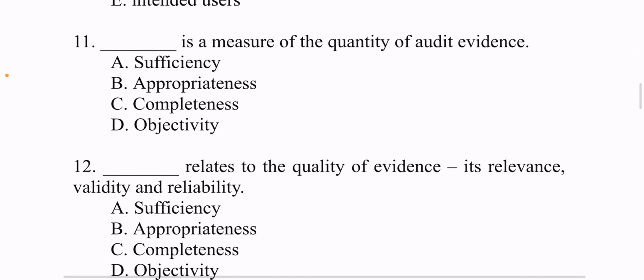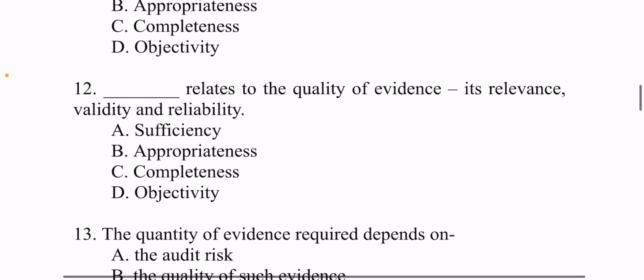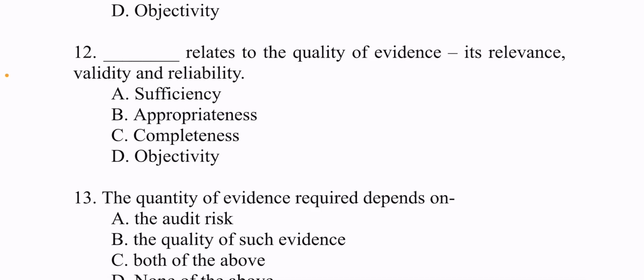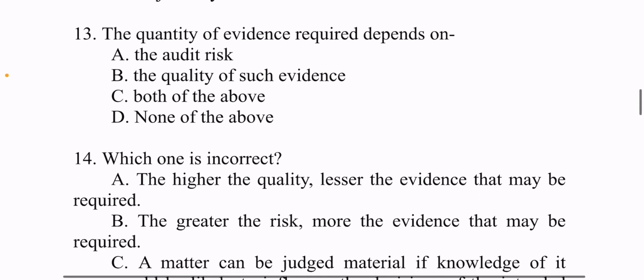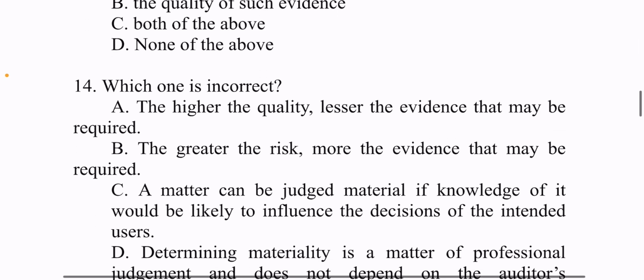Dash is a measure of the quality of audit evidence. Answer: Sufficiency. Dash relates to the quality of evidence, its relevance, validity and reliability. Answer: Appropriateness. The quantity of evidence required depends upon: answer, both of the above, the audit risk and the quality of such evidence.